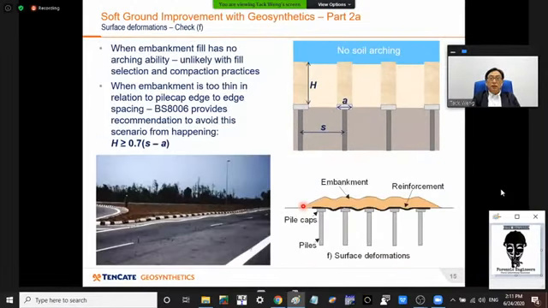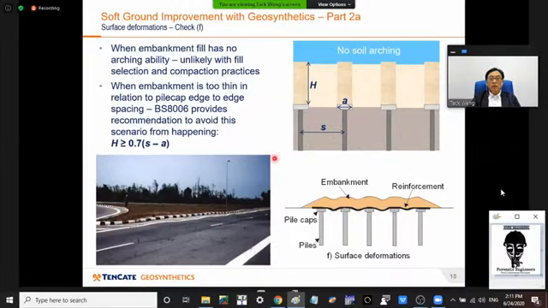Check F actually involves avoiding the situation where no soil arching happens, because if that happens, you will see on this road the mushroom stools forming, and they continue to become bigger even after the pavement has been put on. And these days, when embankment fills are used, they are properly selected and compacted. So this no arching ability is unlikely to be due to the fill.